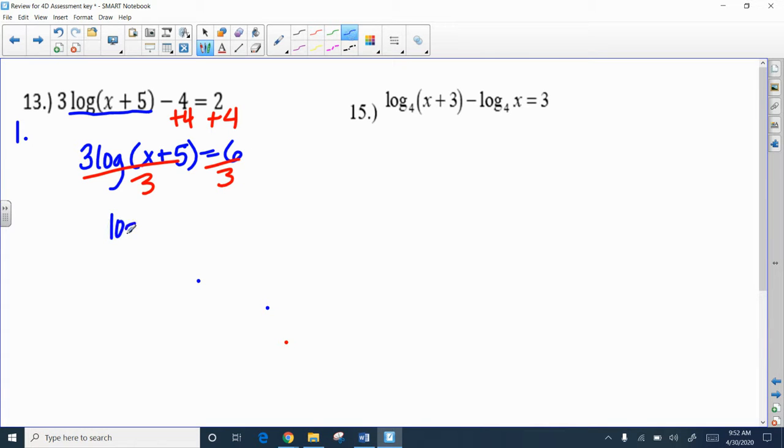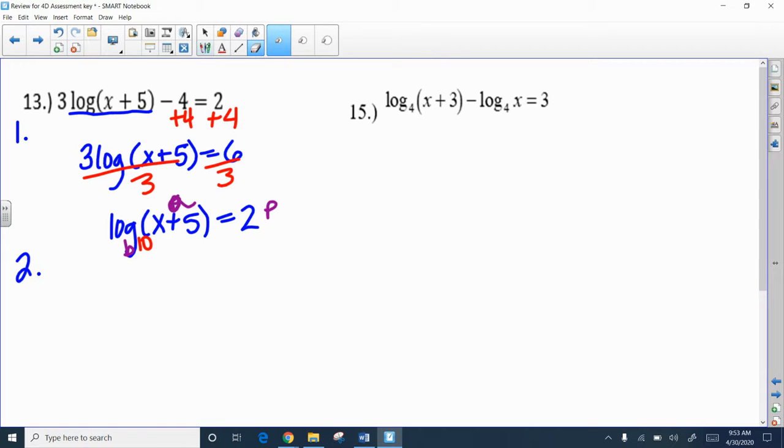And so then we'll have log of x plus 5 equals 2. Okay, so that was step 1, isolate. Step 2, we want to solve by changing, we've got to change to exponential form. And remember, the logarithm that doesn't have a base listed is the common logarithm, so our base is 10. This is the a, log base b of a equals p. So step 2, change to exponential form. So in exponential form, it's going to be 10 to the second power equals x plus 5.